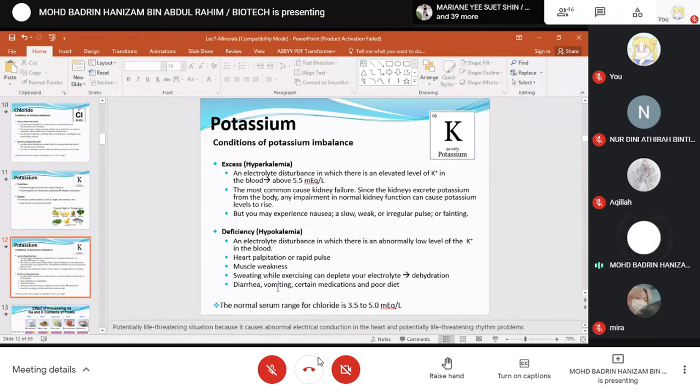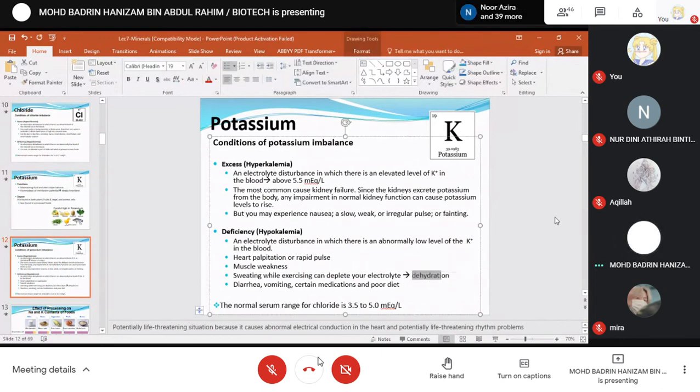So when you have low level of potassium, that's why for athletes, for people who exercise regularly, they need to have electrolyte drinks in order to cover the dehydration that can be caused during sweating while exercising.